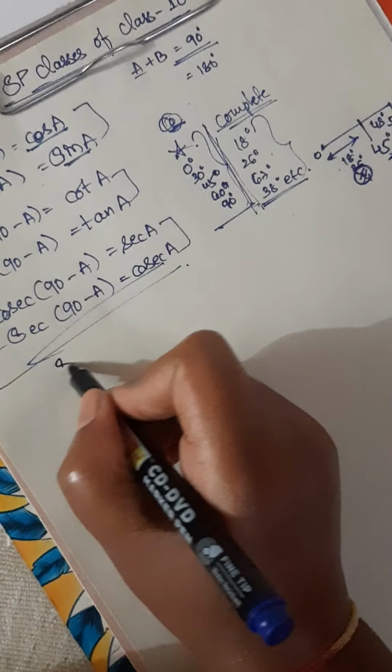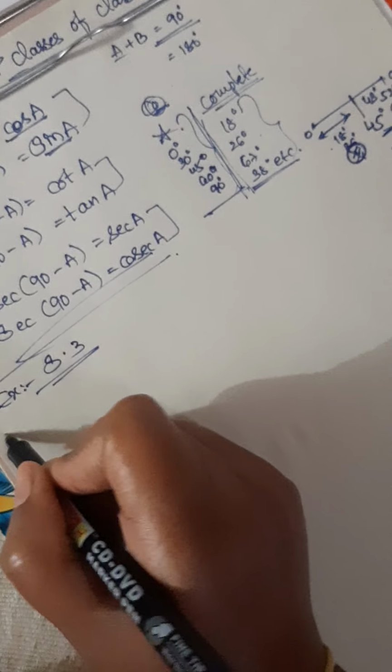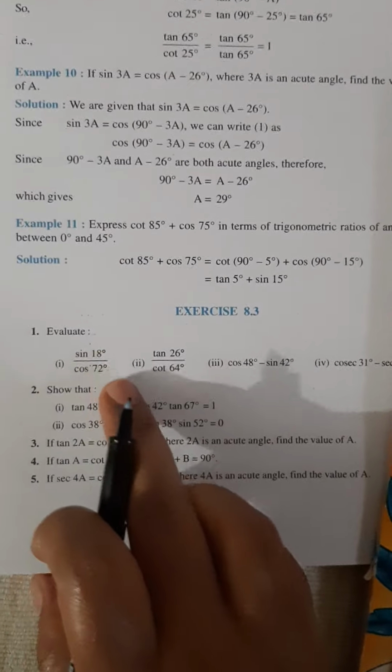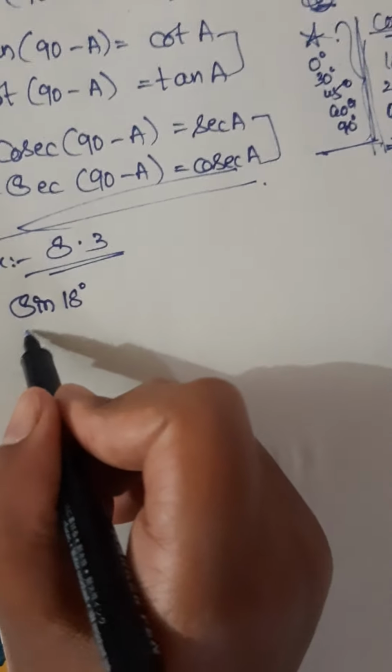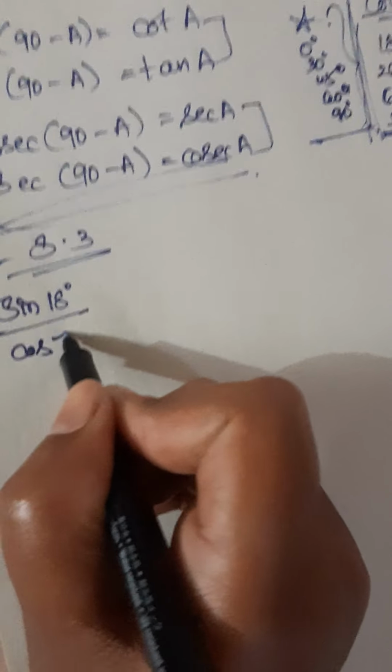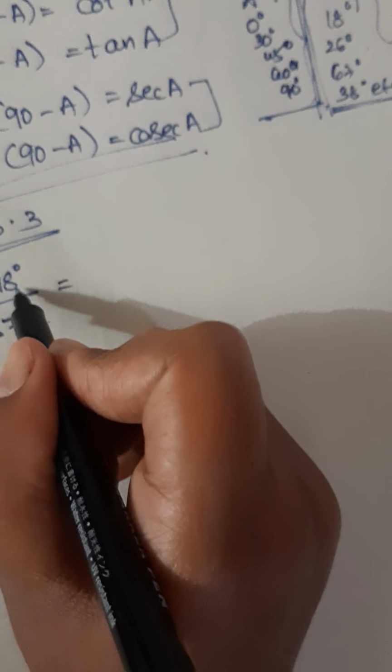Okay. So let's see our exercise 8.3. In this exercise, the first question: evaluate sine 18 divided by cos 72. What have they given? Sine 18 divided by cos 72.